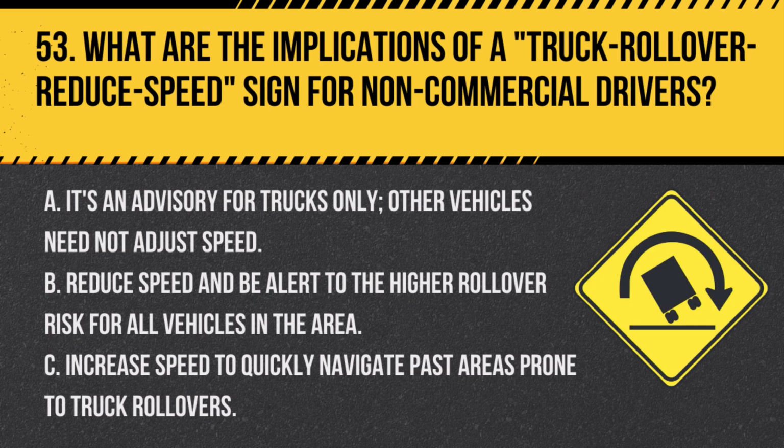Question 53. What are the implications of a truck rollover reduced speed sign for non-commercial drivers? A. It's an advisory for trucks only. Other vehicles need not adjust speed. B. Reduce speed and be alert to the higher rollover risk for all vehicles in the area. C. Increase speed to quickly navigate past areas prone to truck rollovers. Answer: B. Reduce speed and be alert to the higher rollover risk for all vehicles in the area. Such signs indicate a risk that can affect any high-profile vehicle.